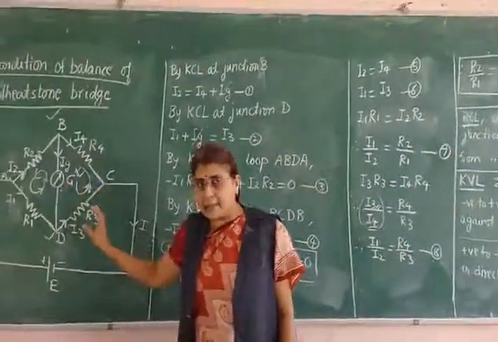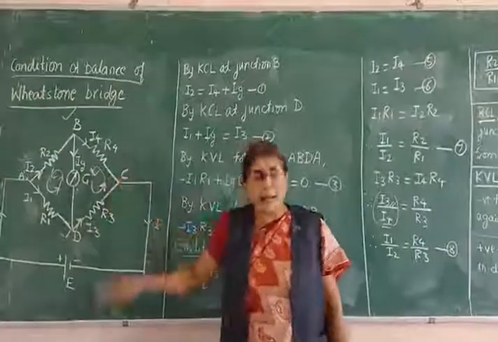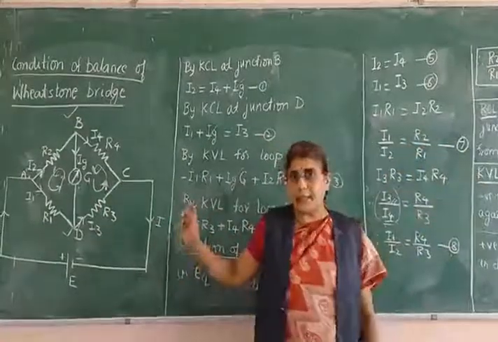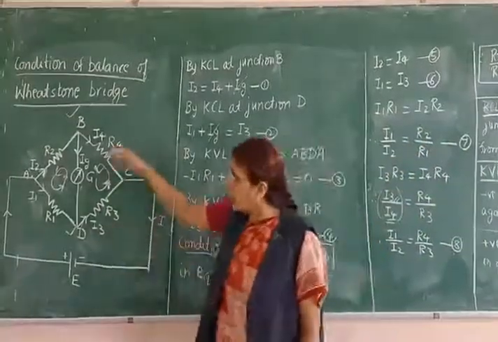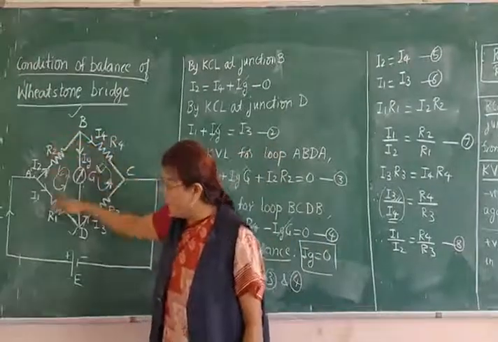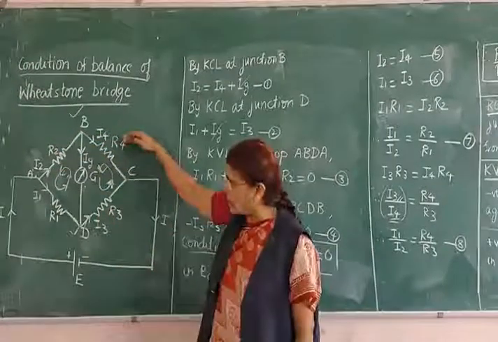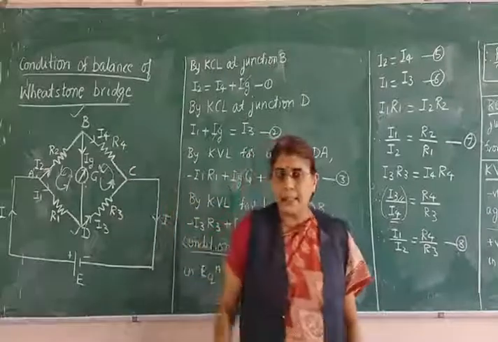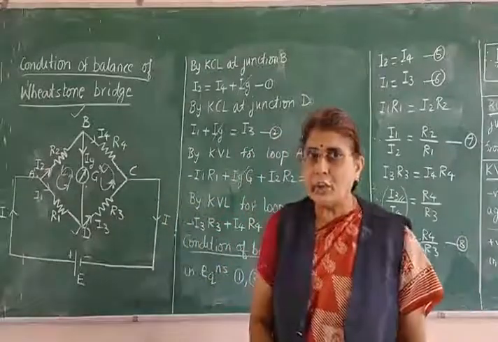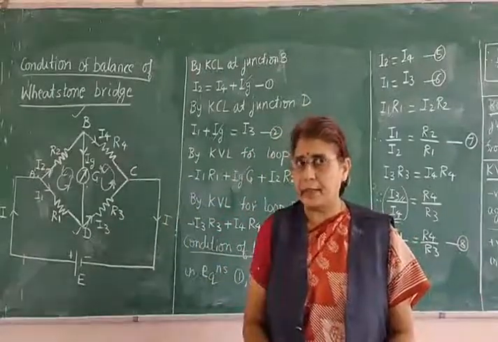Name the resistors in any manner, but your diagram and your condition of balance should be correct. Then only you get the 2 marks. So you can remember it like this: R2 by R1 is equal to R4 by R3. This condition is called the condition of balance of Wheatstone's network.